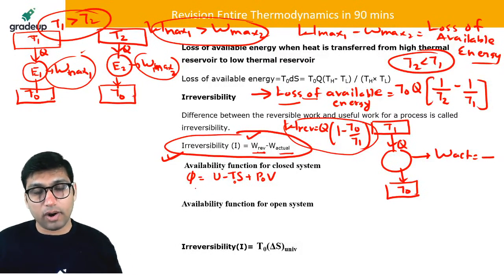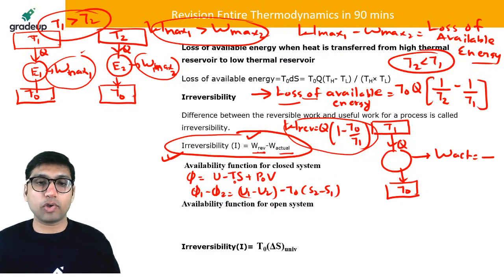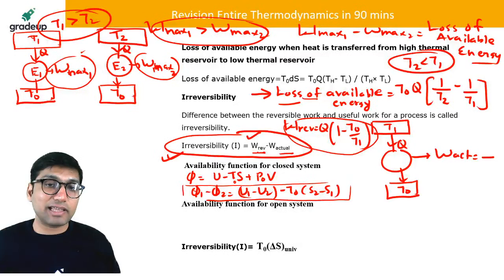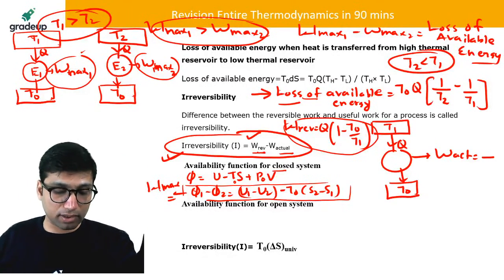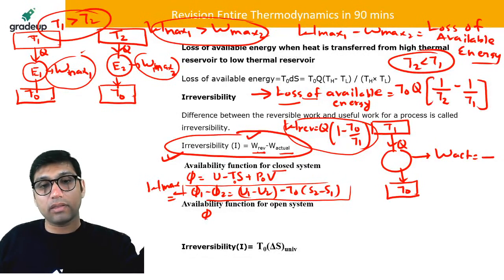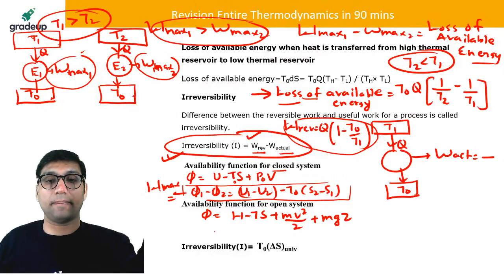Or the change in availability function for closed system is equal to U1 minus U2 minus T naught of S2 minus S1. This is how you can find the change in availability of the closed system. And by finding the change in availability of the closed system, you can find the maximum available work. Maximum available work for closed system is equal to difference of the availability function for closed system. Availability function for open system is equal to H minus Ts plus mv square by 2 plus mgz. This is the total availability function for open system.